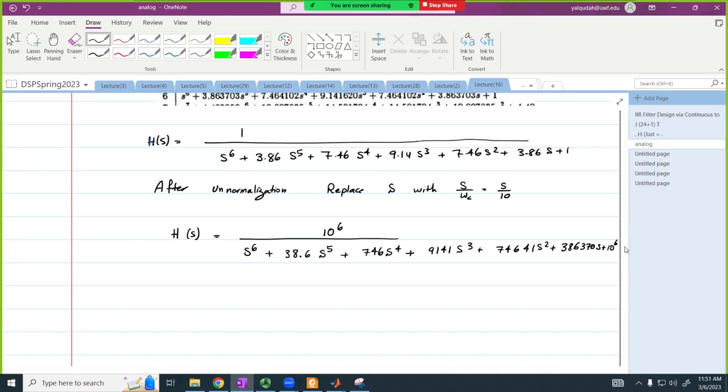Everybody? How did you get 10 to the 6 on the top? Because I'm going to replace this with s over 10 to the power 6. Then I'm going to multiply numerator and denominator by 10 to the 6. Does that make sense? Like skipping a step.